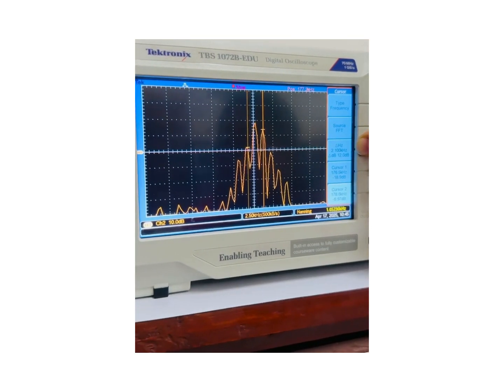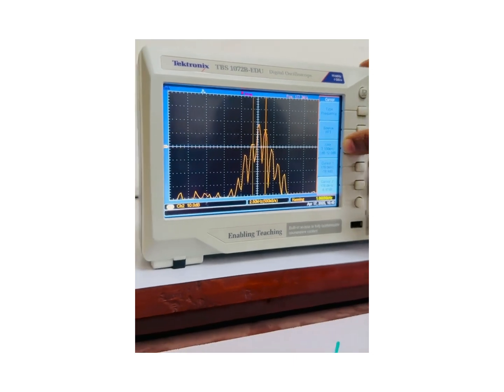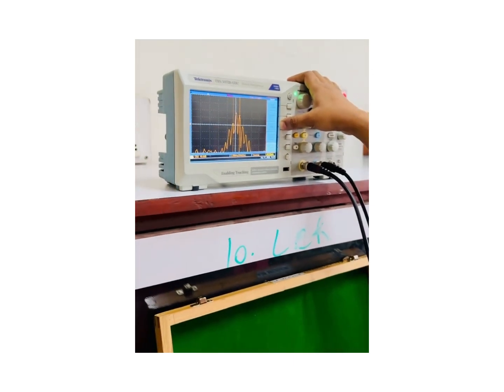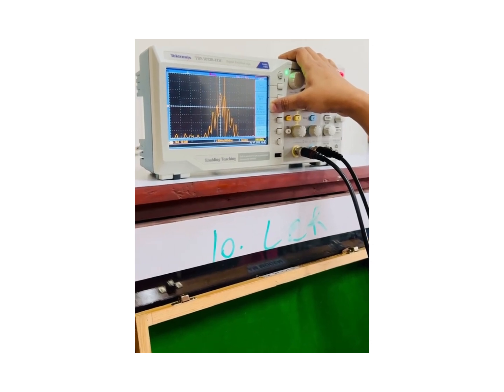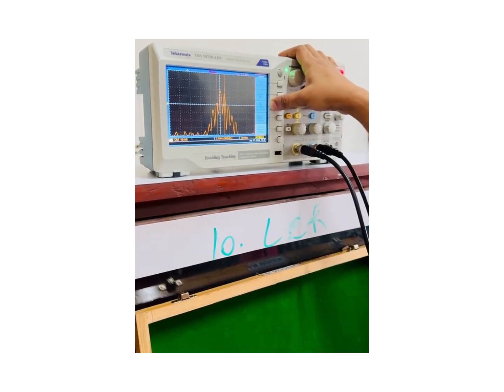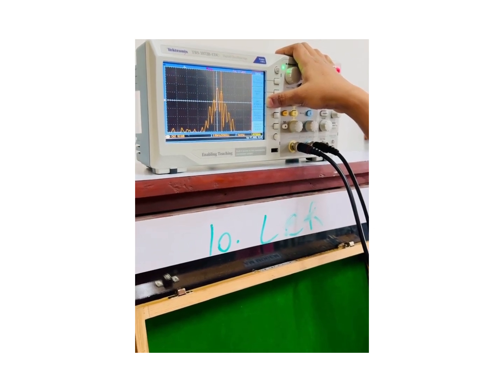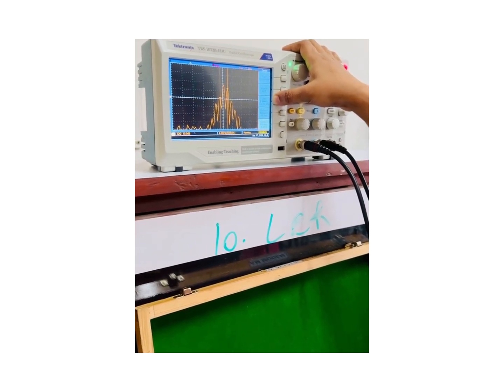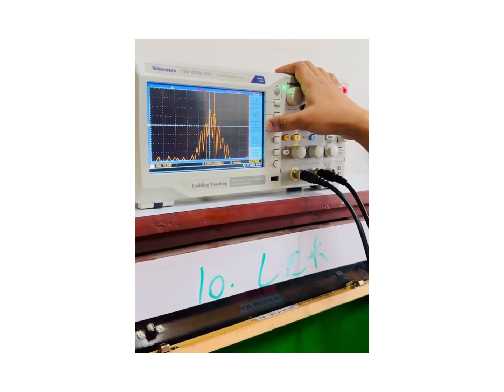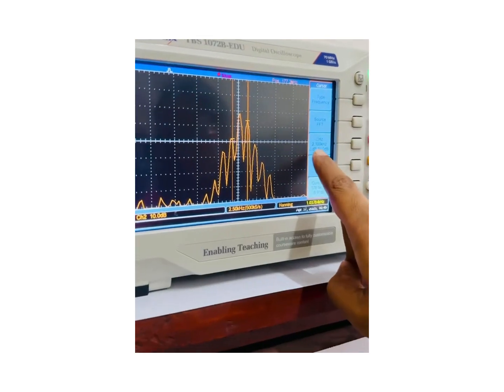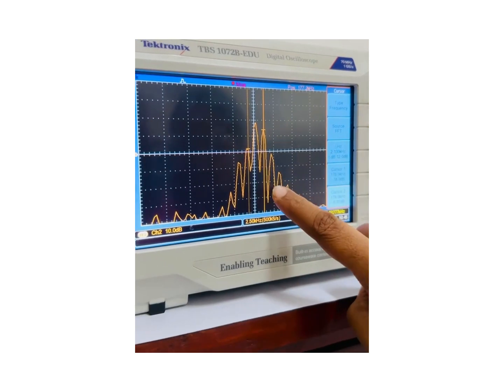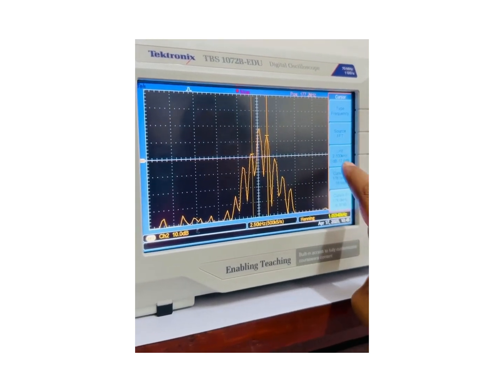2.1 kilohertz here, and theoretically the bandwidth of the AM modulated signal is twice the frequency of the modulating signal. Initially we had adjusted the frequency of the modulating signal to 1 kilohertz. So the theoretical value of bandwidth will be double of 1 kilohertz, that is 2 kilohertz. So here we can see we have got approximately the same bandwidth using this spectrum, that is 2.1 kilohertz.